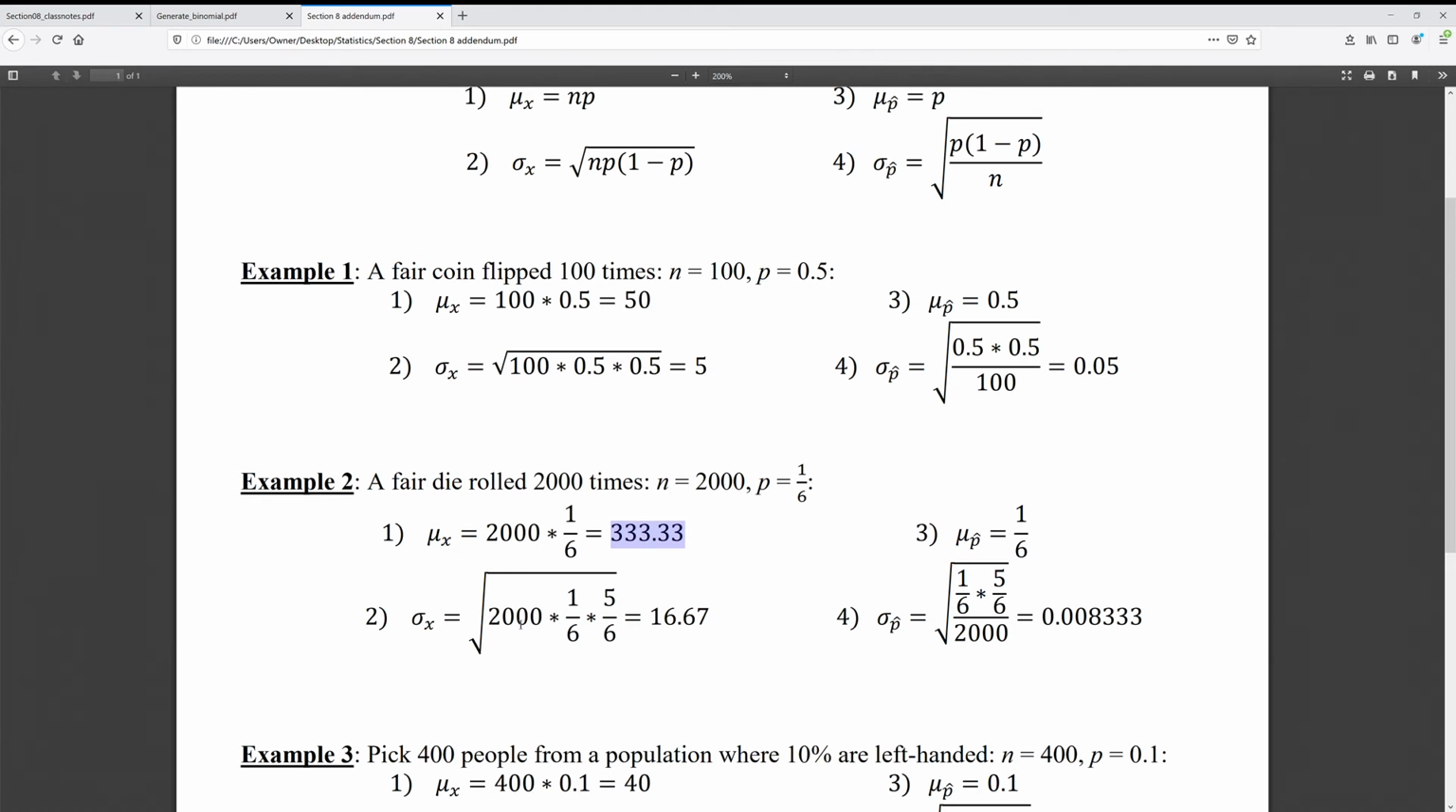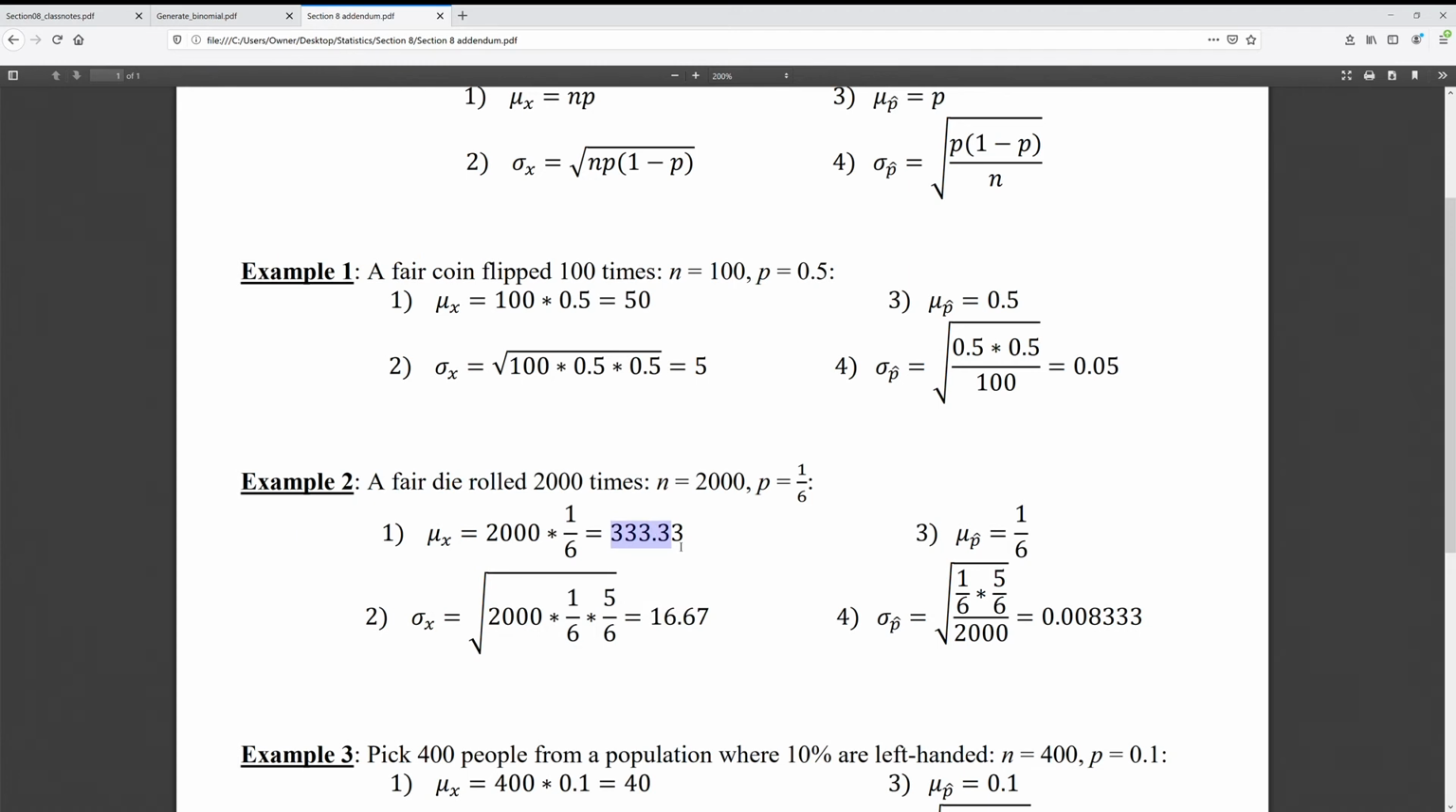So square root of n times p times 1 minus p. Without losing any accuracy there, suffice to say that it's 2,000 times 5 divided by 36 and then square root. 16.6 repeating. So just for verbal purposes, let's call it 17. So on average, the number of ones you get when you roll the die 2,000 times tends to be 17-ish more or less than 333, right?